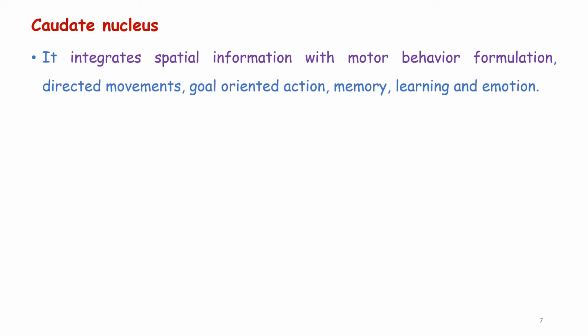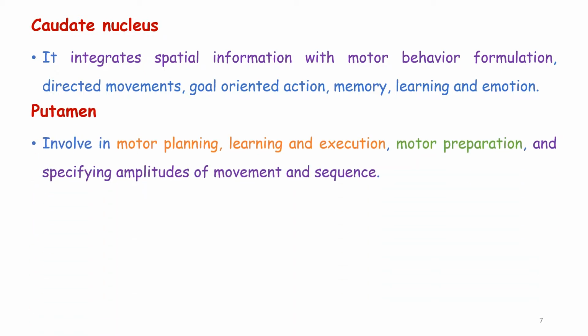Functionally, the caudate nucleus integrates spatial information with motor behavior formulation, directed movements, goal-oriented action, memory, learning and emotion. The putamen is involved in motor planning, learning and execution, motor preparation, and specifying amplitudes of movement and sequence.